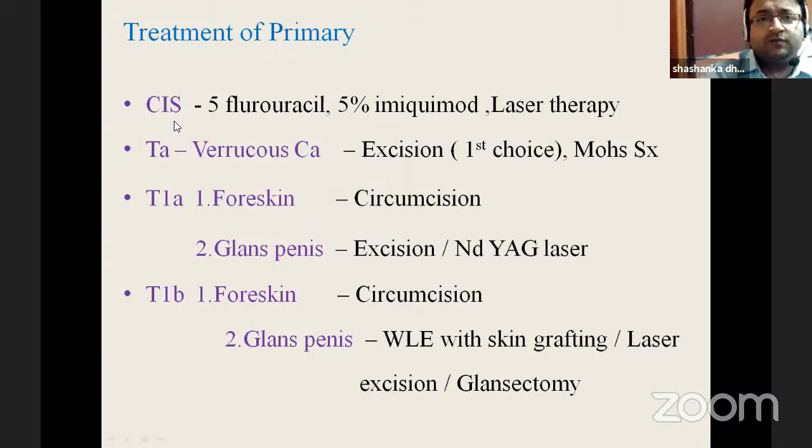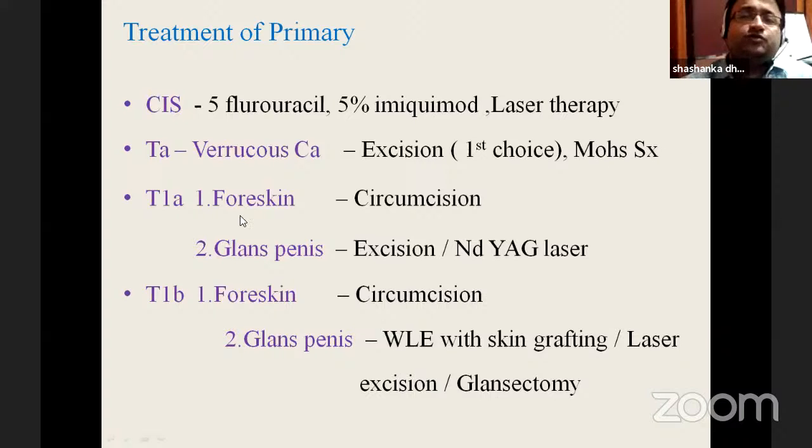Okay, treatment of the primary. First of all, a biopsy is mandatory to establish the diagnosis of carcinoma of the penis when there's a suspicious lesion. On biopsy, if there's a carcinoma in situ, some topical treatments like the application of 5-fluorouracil or 5% imiquimod, or a topical laser therapy may be sufficient for treatment. If there's verrucous carcinoma, excision is the first choice. Mohs micrographic surgery, I'll talk briefly about it later.